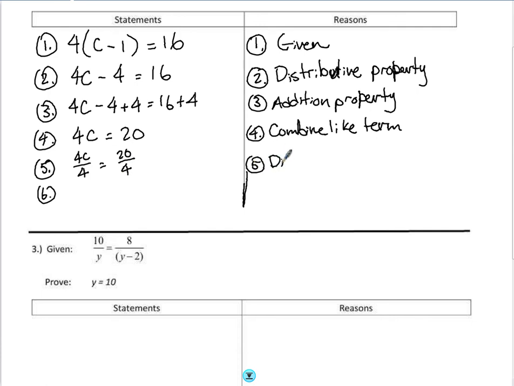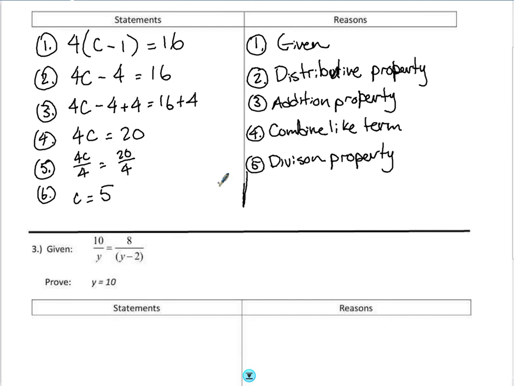And there might be other names out there that you've heard for these different types of properties. Sometimes, like when we're simplifying here to get c is equal to 5, you might have heard, "Mr. Austin, I'm pretty sure that's called the multiplicative identity." Yeah, that's also kind of correct.